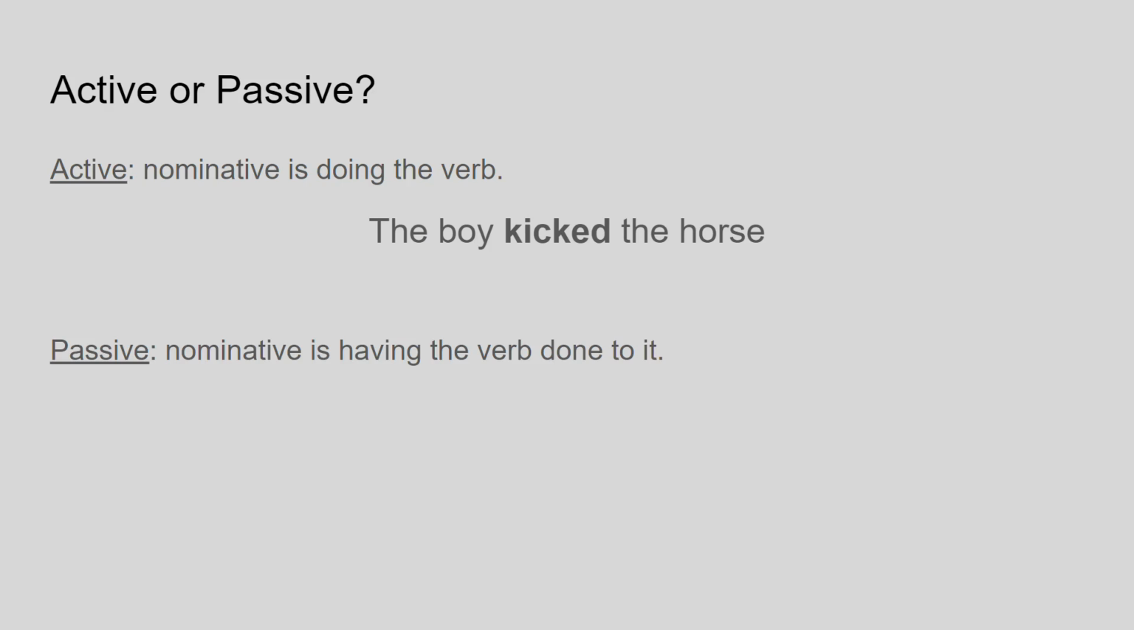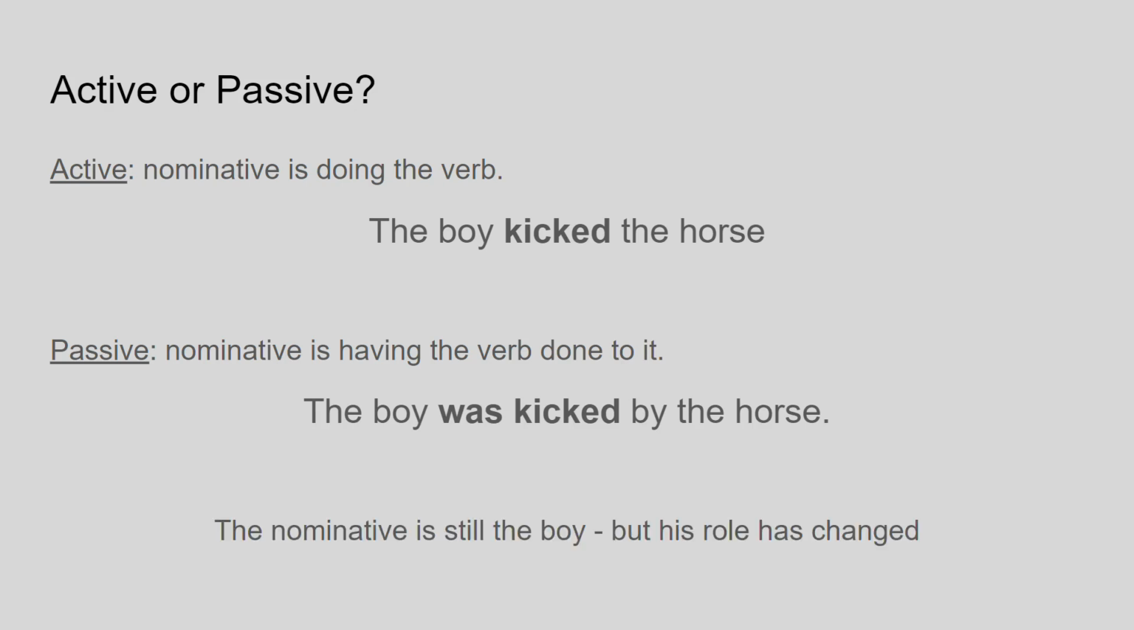However, in a passive sentence, the nominative is not doing the action. They're a passive participant in the action. It's being done to them. So, the boy was kicked by the horse. The nominative is still the subject of the sentence, but his role has changed. So the boy is my subject, he's my nominative in both sentences, but in the first one he is kicking the horse, and in the second one he is being kicked.